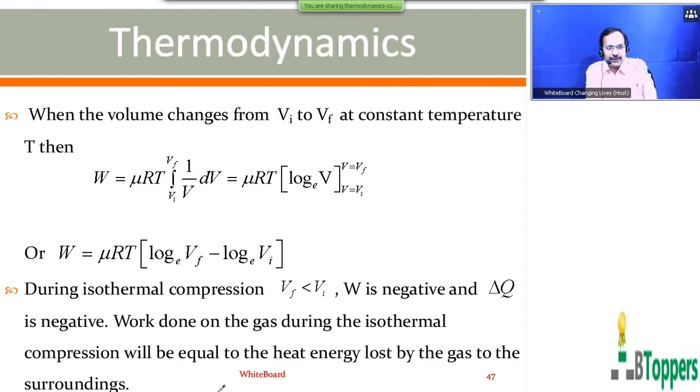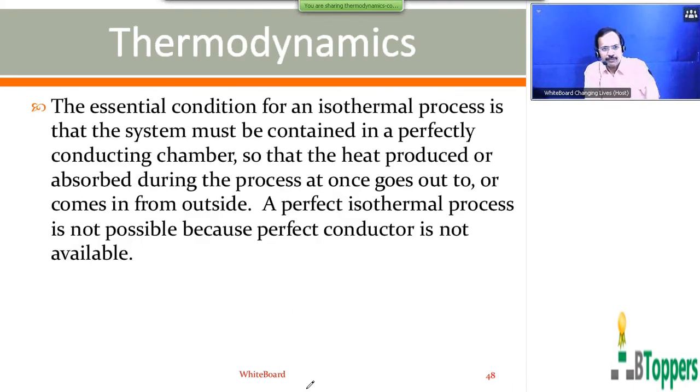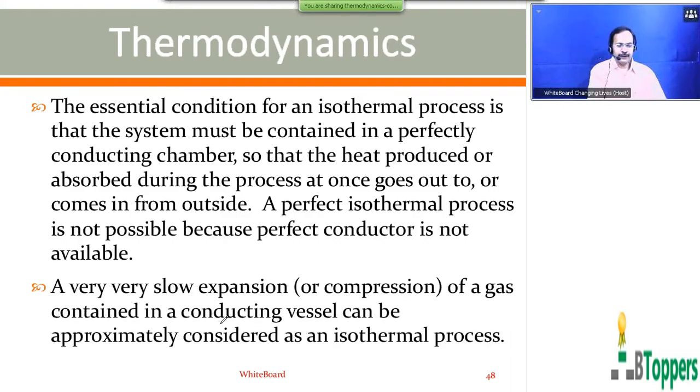So I'm going to show the continuation to this. The essential condition for an isothermal process is that the system must be contained in a perfectly conducting chamber so that the heat produced or absorbed during the process at once goes out to or comes in from outside, because delta Q is equal to W. So perfect isothermal process is not possible because a perfect conductor is not available. A very slow expansion or compression of a gas contained in a conducting vessel can be approximately considered as an isothermal process.